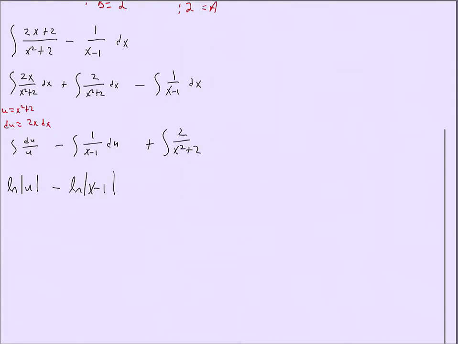And then in order to work on the last one, we're going to say, all right, well, what does this look like? The integral of 2 over x squared plus 2 dx, that I forgot.